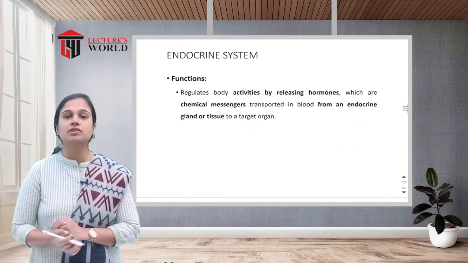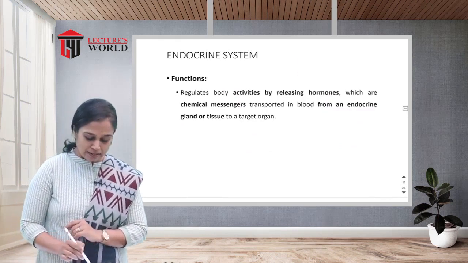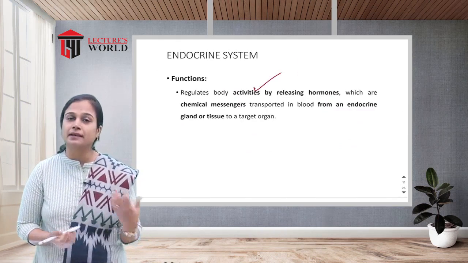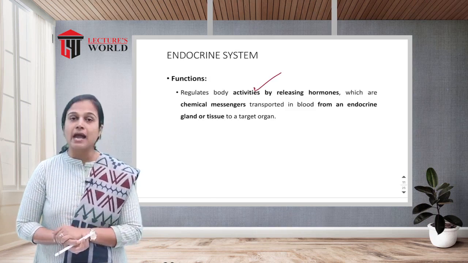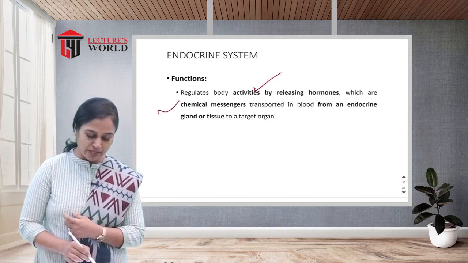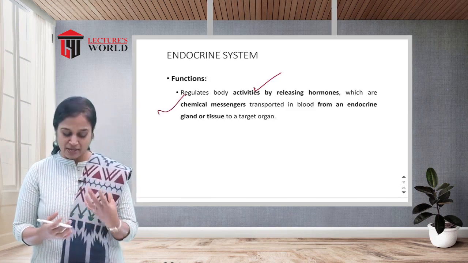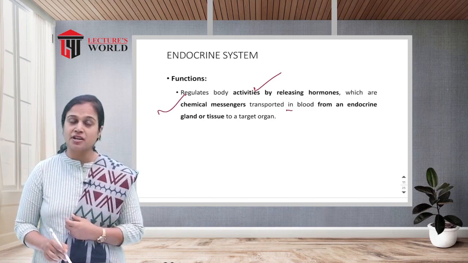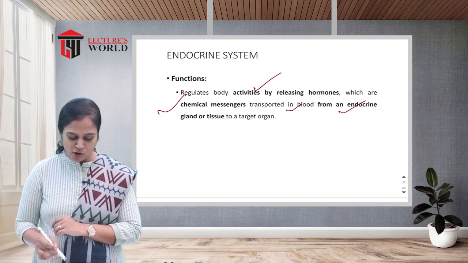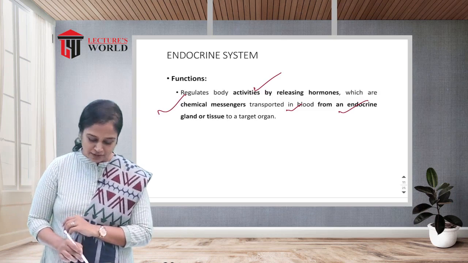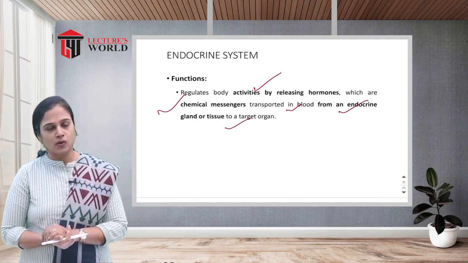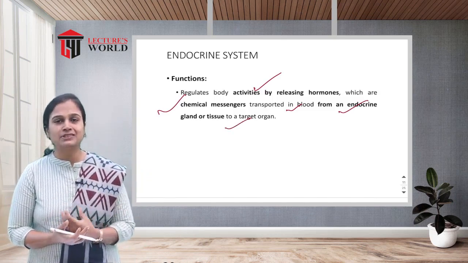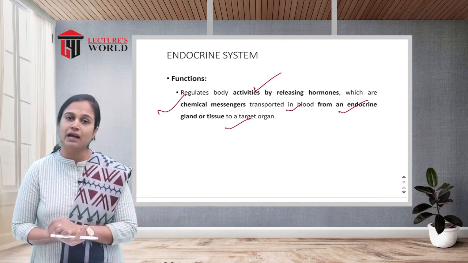Talking about the function of the endocrine system, it regulates body activities by releasing hormones. These hormones are chemical messengers which pass messages and are transported in the blood from an endocrine gland and tissue to a target organ. So with the help of hormones, some body processes are carried out.